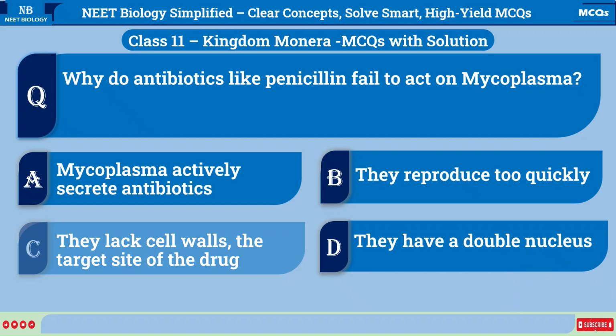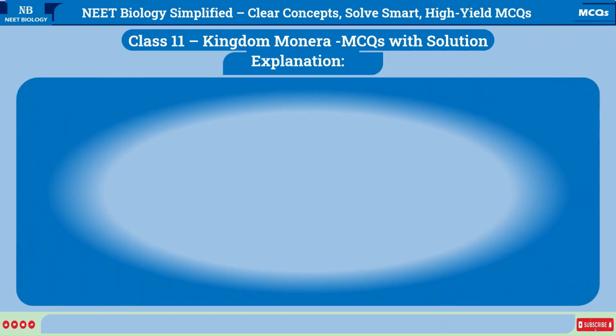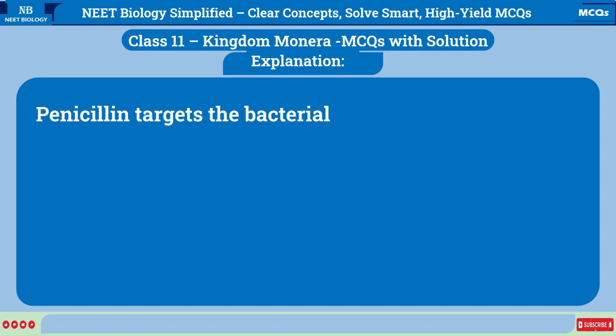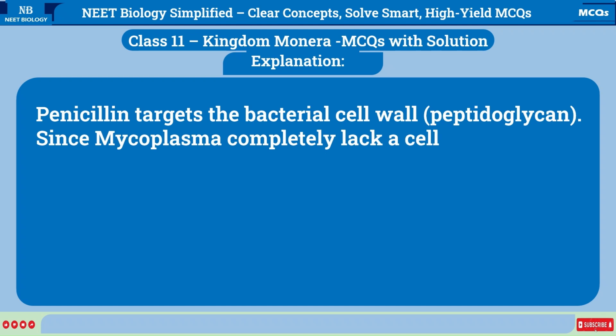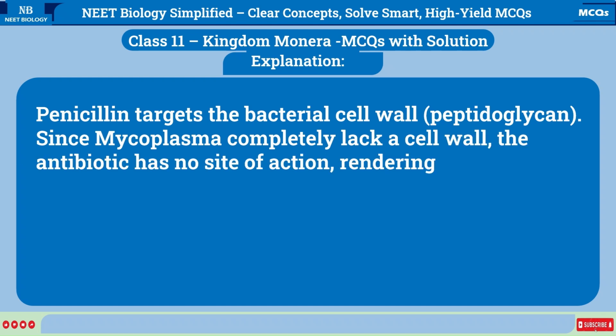Correct option C. They lack cell walls, the target site of the drug. Explanation: penicillin targets the bacterial cell wall, peptidoglycan. Since Mycoplasma completely lack a cell wall, the antibiotic has no site of action, rendering it ineffective.